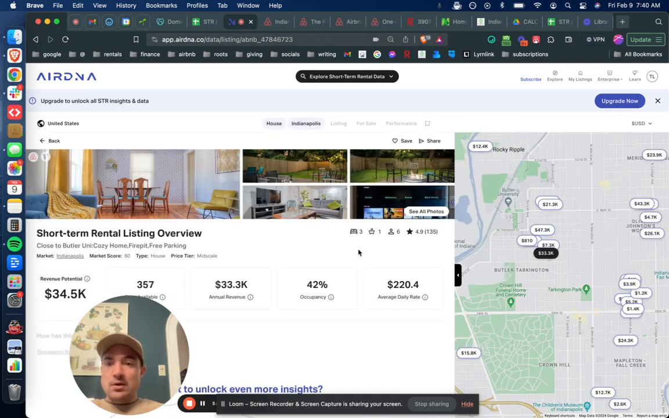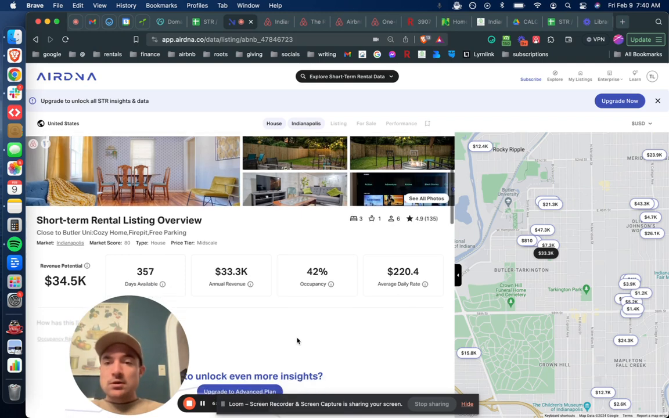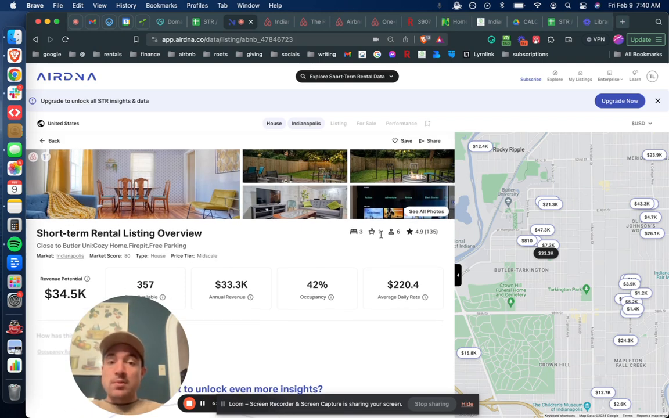All right, let's go up here. Now we are more north, so I know this is a bit of a better area. So I'm also taking that into account. So here we have a short-term listing. It's 3 bed, 1 bath, fits 6 people, 42% occupancy, with an average daily rate of 220.